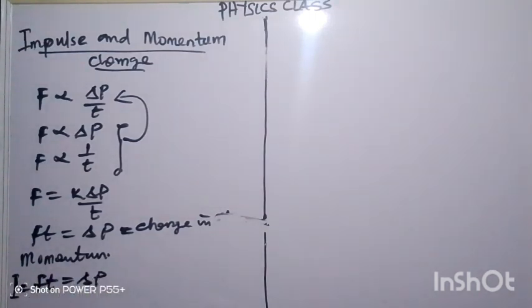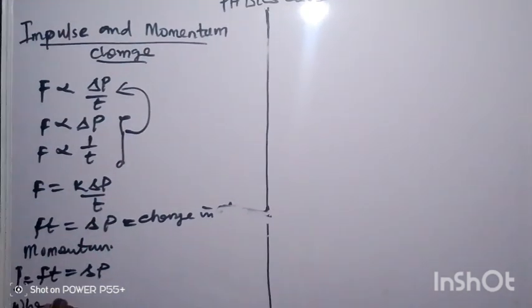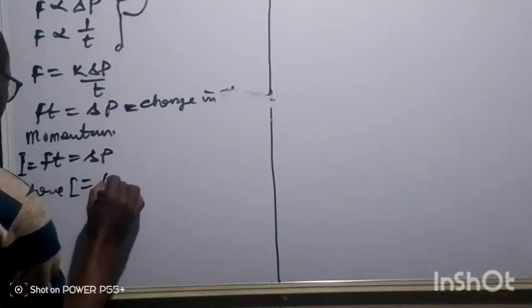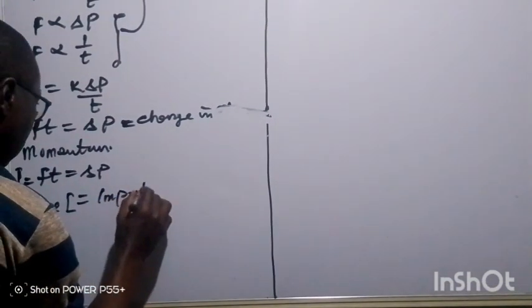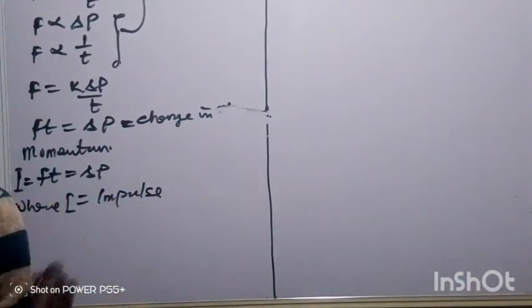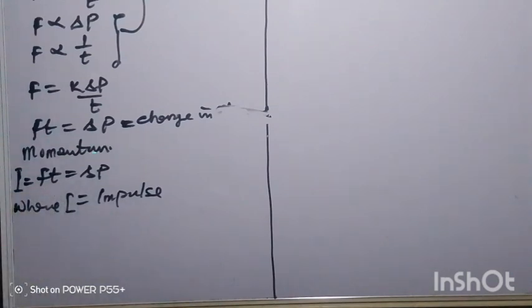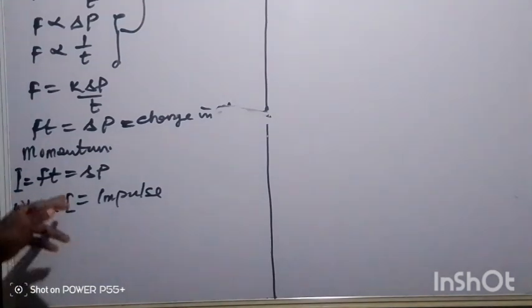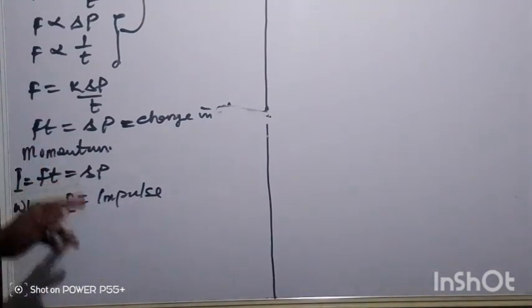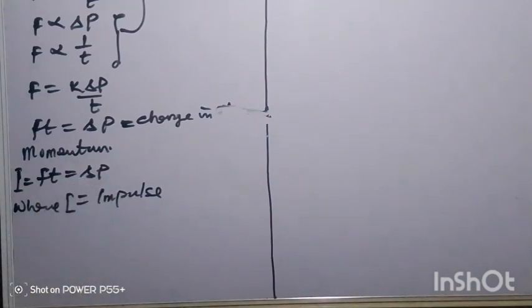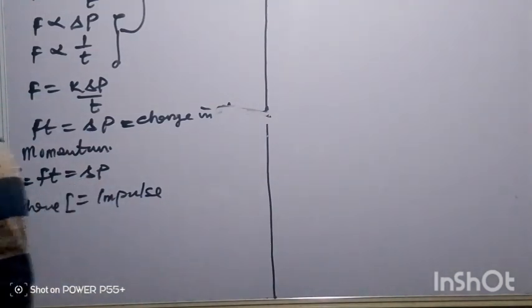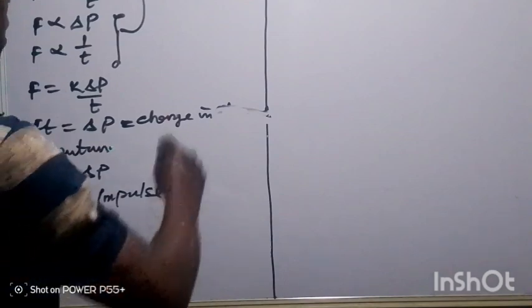If the question asks you to find the relationship between the impulse and the momentum, this is how you are going to relate the two quantities together. You can say where I is equal to impulse, then the formula can be the force multiplied by the time, or it can be equal to the change in momentum. Therefore, this leads us to the definition of impulse.